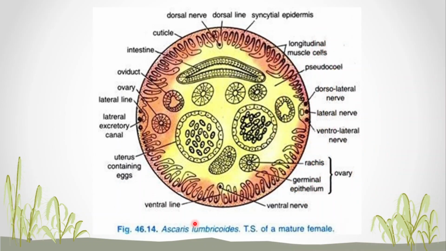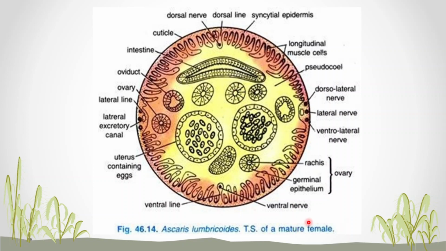Now this is the mature structure, the transverse section of a mature female Ascaris. This diagram is asked in examinations for 4 marks, and only by drawing this diagram and giving the labels properly will you score the 4 marks. So be careful while studying this diagram.